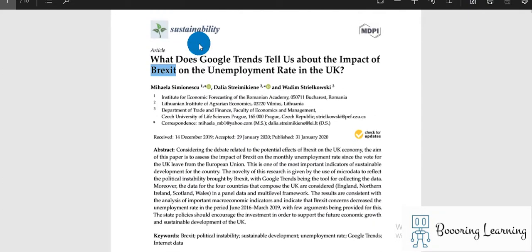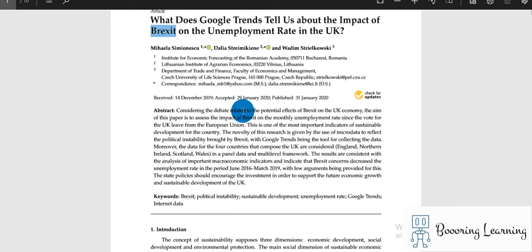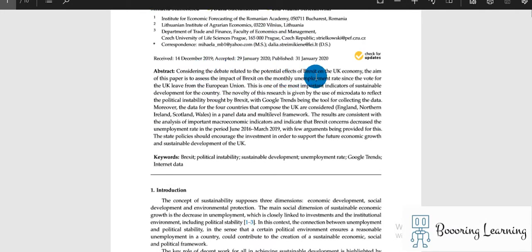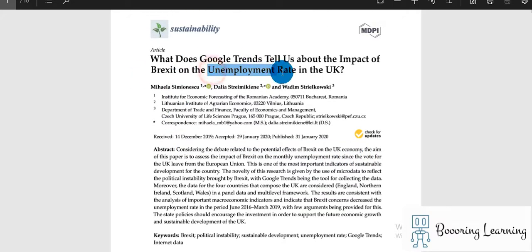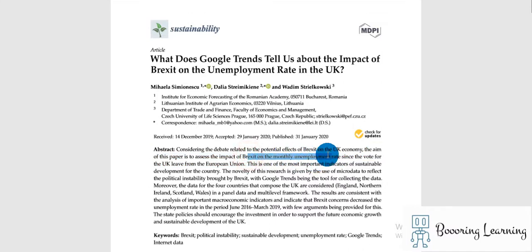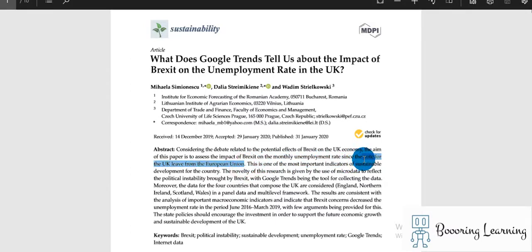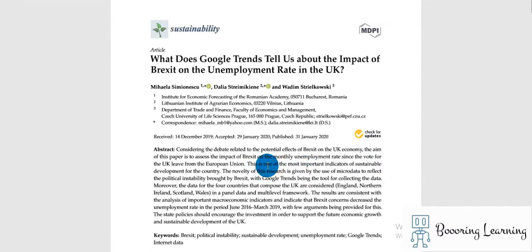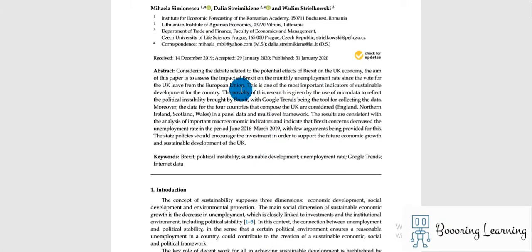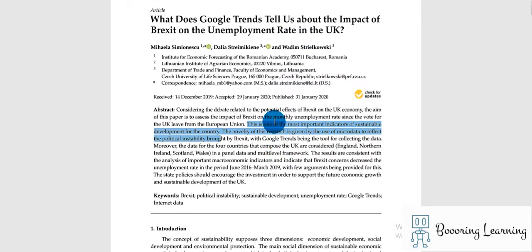The title of the article is "What does Google Trends tell us about the impact of Brexit on the unemployment rate in the UK?" So, considering the debate related to potential effects of Brexit on the UK economy, paraphrasing the unemployment rate, the aim of this paper is to assess the impact of Brexit on the monthly unemployment rate since the vote for the UK to leave the European Union. So, I mean Brexit, since the Brexit. This is one of the most important indicators of sustainable development for the country. Yeah, the economic, so the unemployment rate is very essential.